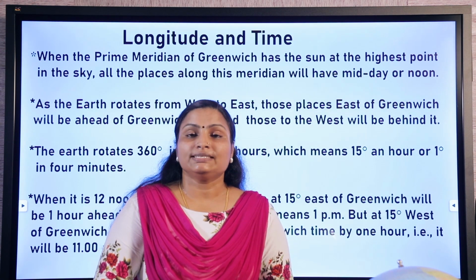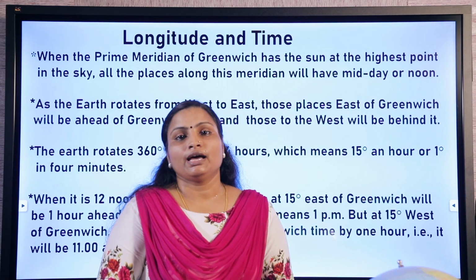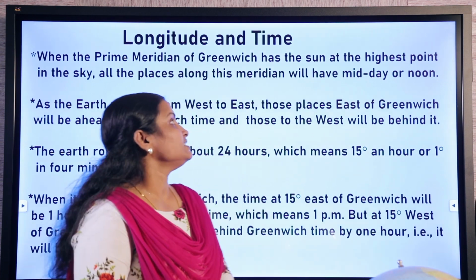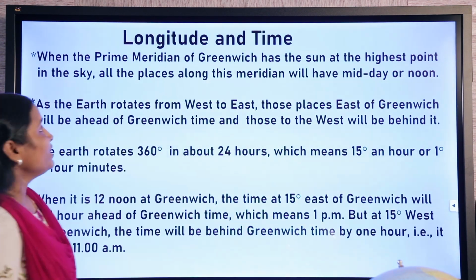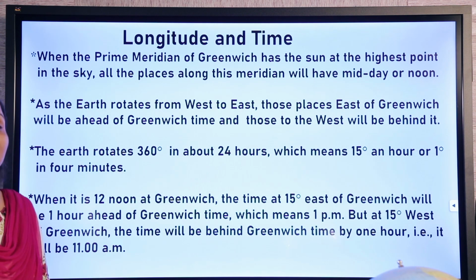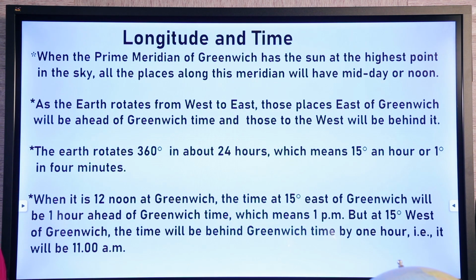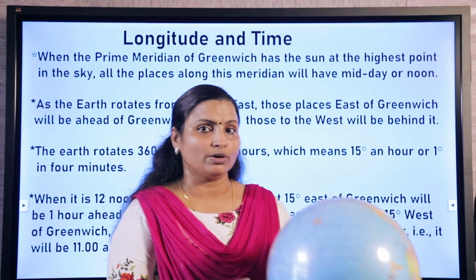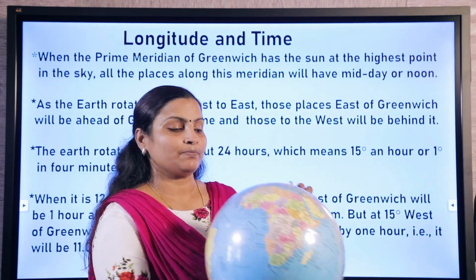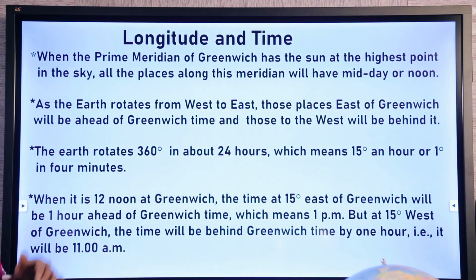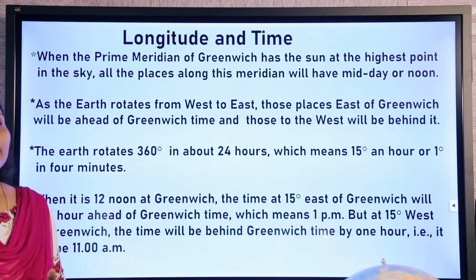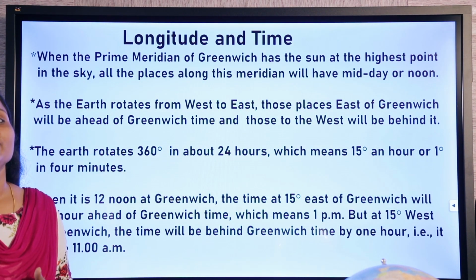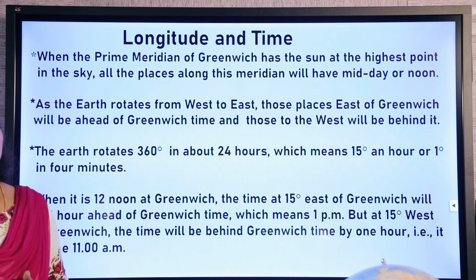Next, how are these longitudes and latitudes helpful for locating time? Longitude and time. When the prime meridian of Greenwich has the sun at the highest point in the sky, all the places along this meridian will have midday or noon. As the earth rotates from west to east, those places east of Greenwich will be ahead of Greenwich time, and the places west of Greenwich will be behind the time of Greenwich.